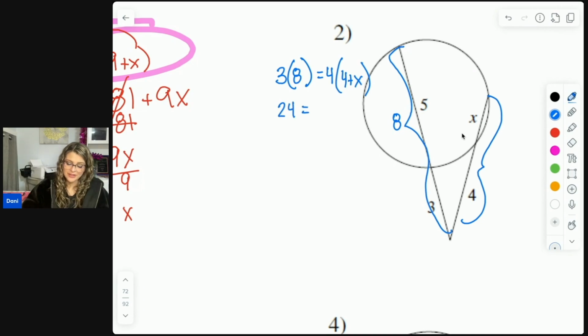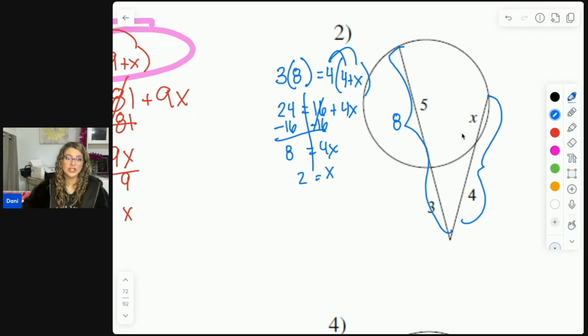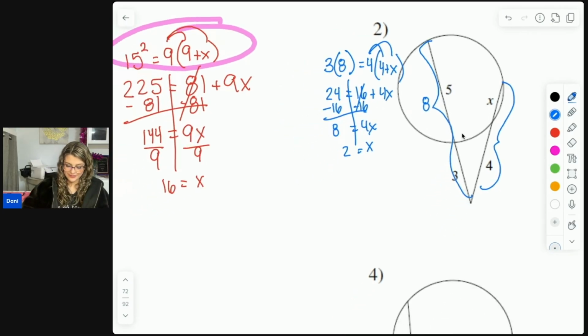3 times 8 is 24. Distribute. You get 16 plus 4x. Now it's just a little bit of algebra here. So we get x equals 2. Not too shabby. Not too shabby.